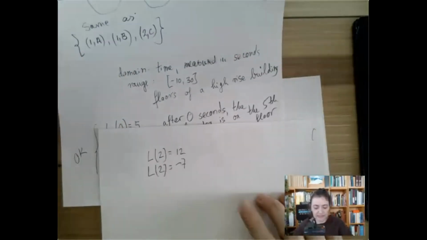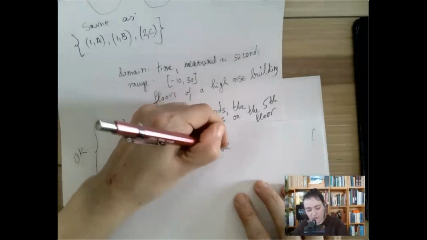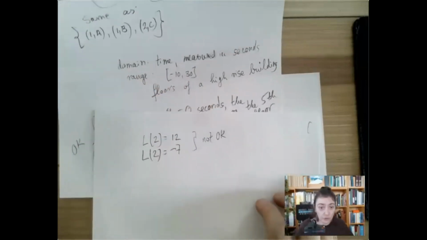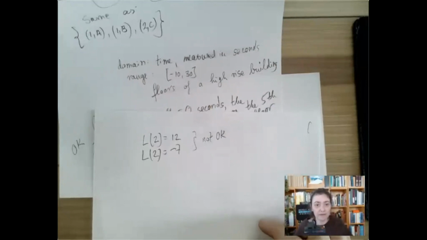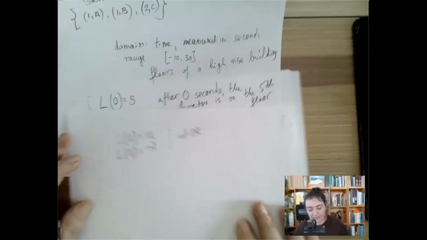Now, this is not okay, because to the number 2 in the domain, we assign two different numbers. So after 2 seconds, the elevator is at least at two places, on floor 12 and floor -7. That's probably not a good thing.